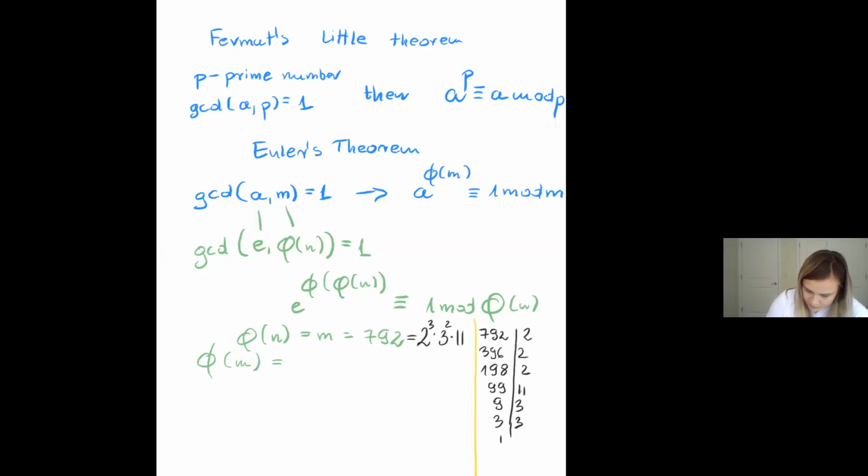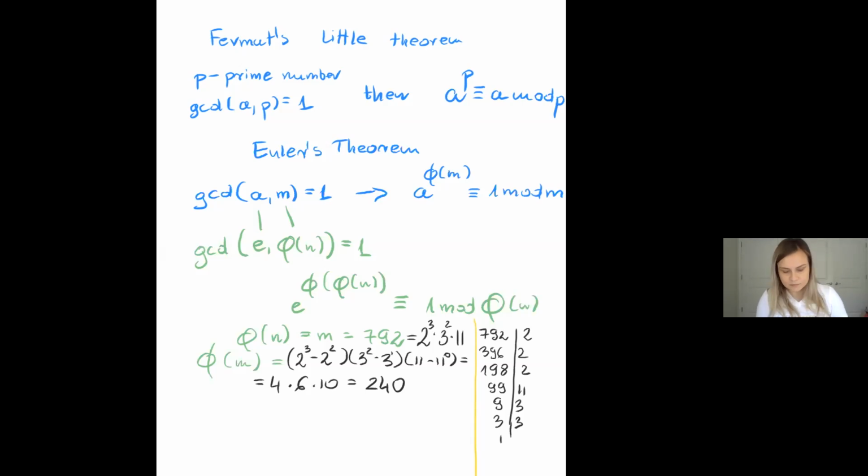Okay, so now we can compute phi of m. So phi of m is 2 to the power 3 minus 2 squared, that is 1 less, 3 squared minus 3 to the power 1, 11 minus 11 to the power 0. So we have 8 minus 4, that gives us 4, 9 minus 3, that gives us 6, and 11 minus 1 gives us 10. So this is 240. Okay, so we need this.